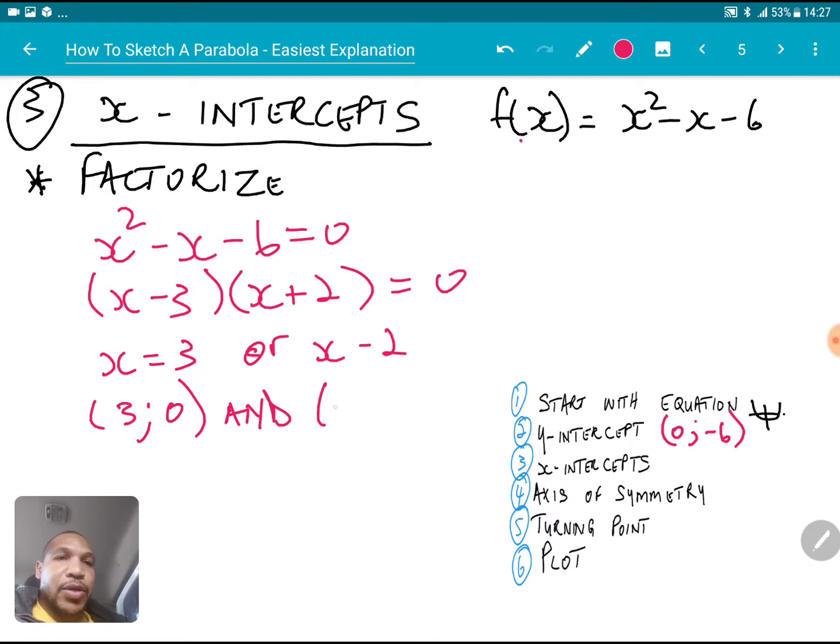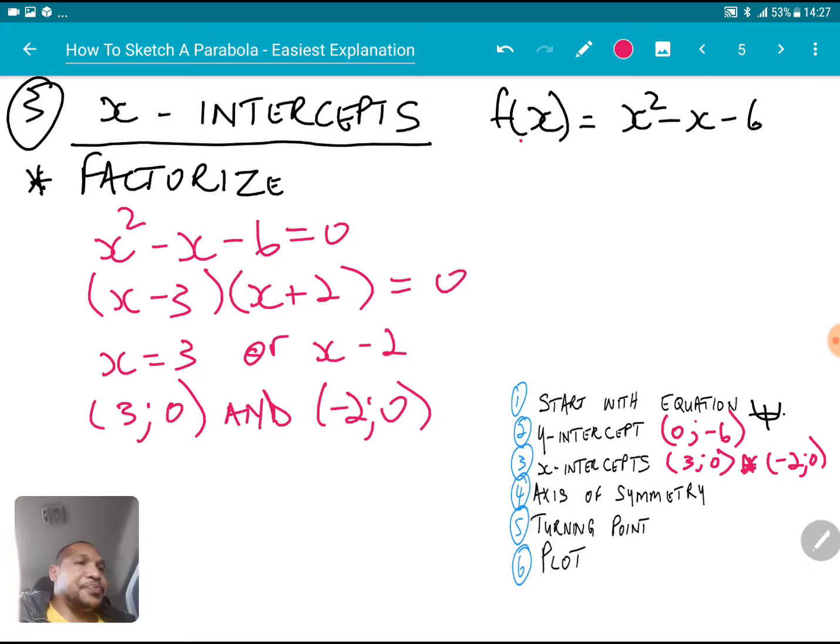And we'll have a point of -2 and 0. So we'll put those points there, 3 and 0, and -2 and 0.